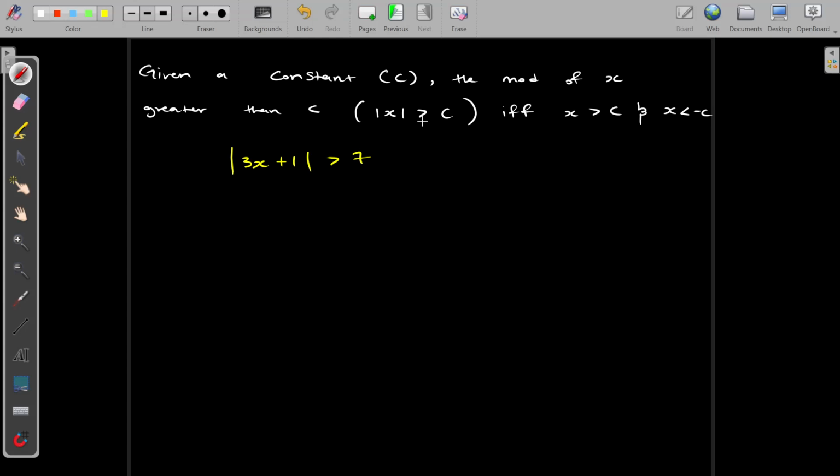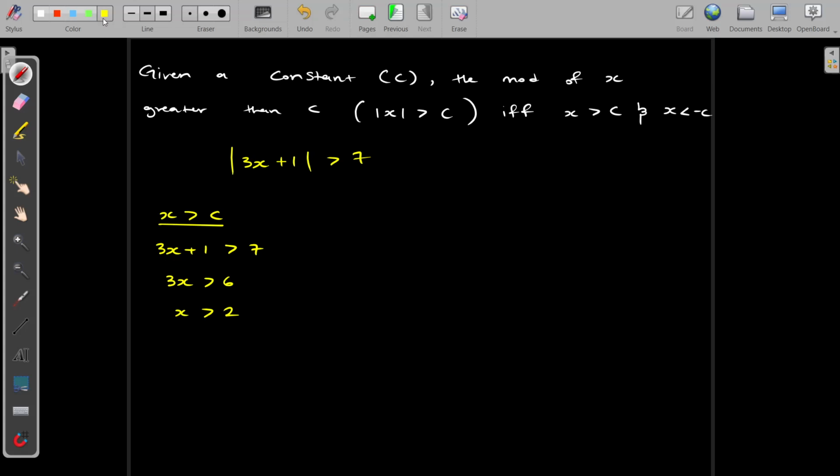So this is in the form where the mod of x is greater than a constant. So once it is in that form, we know we're going to have two different solution sets. One where we're looking at x being greater than the constant, and for this one we simply say 3x plus 1 is greater than 7, and we'll just transpose and get x by itself. So 3x is greater than 6, x is greater than 2. So this would be one of your solution sets.